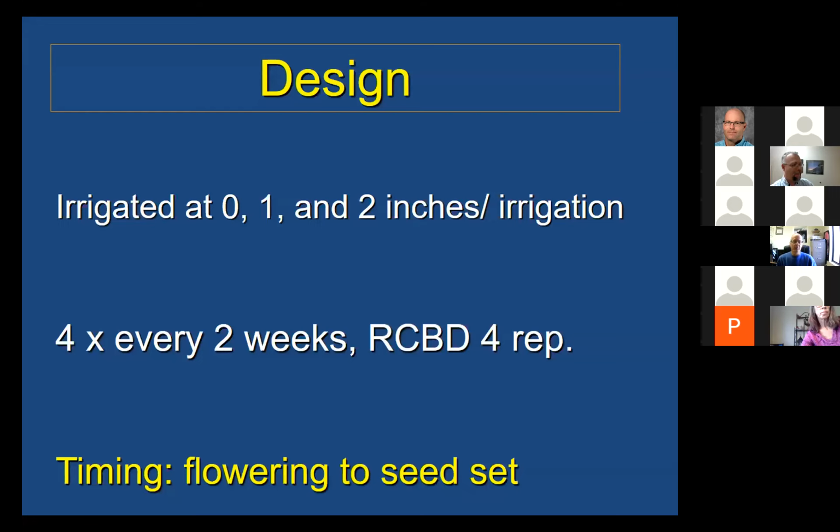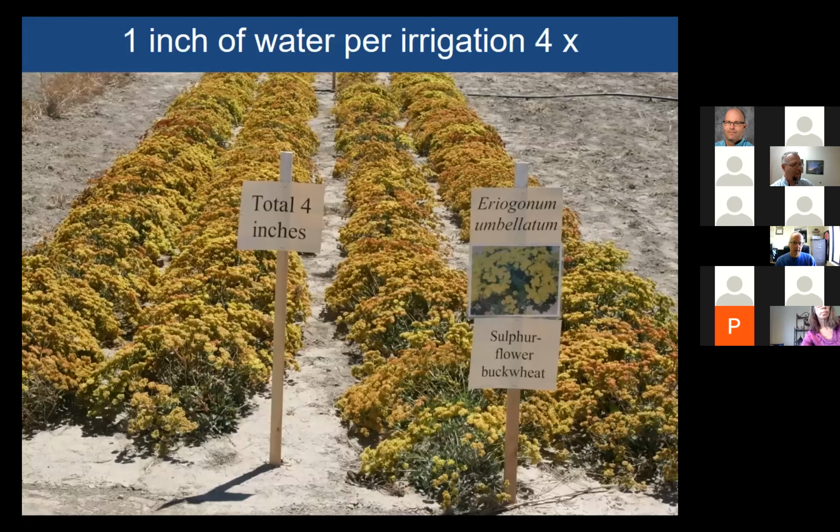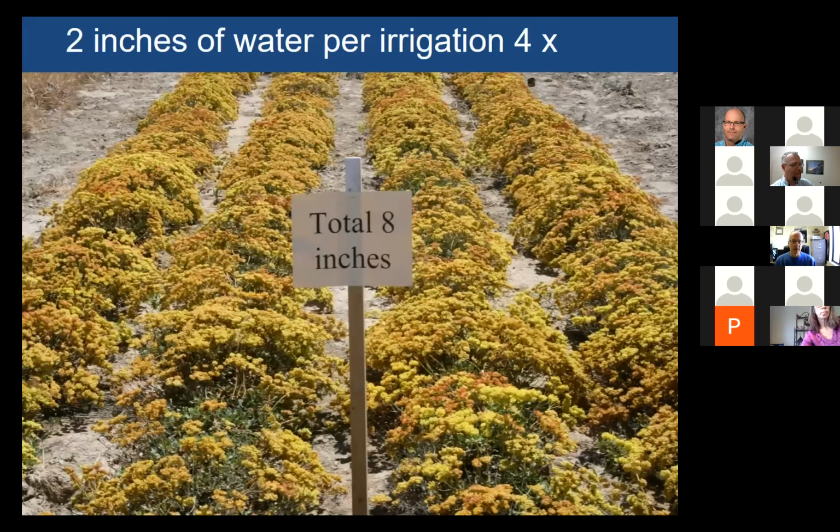So in our experimental design, we had 3 treatments: a non-irrigated check, a treatment that was irrigated 1 inch of water per irrigation, and a third one irrigated at 2 inches of water per irrigation. And we gave them 4 irrigations every 2 weeks, starting when they started flowering. So we had the non-irrigated check that never got any irrigation the whole season, the middle rate, which got a total of 4 inches for the season, and the highest irrigation rate, which got 8 inches for the season.